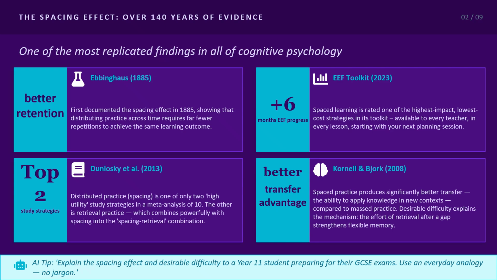So again, the AI prompt is at the bottom. Explain the spacing effect and desirable difficulty to a Year 11 student preparing for their GCSE exams. Use an everyday analogy with no jargon. Keep it under 90 seconds to deliver. Teaching your students this will help them to come on board and to use this not just in your lessons, but hopefully in their revision sessions at home as well.